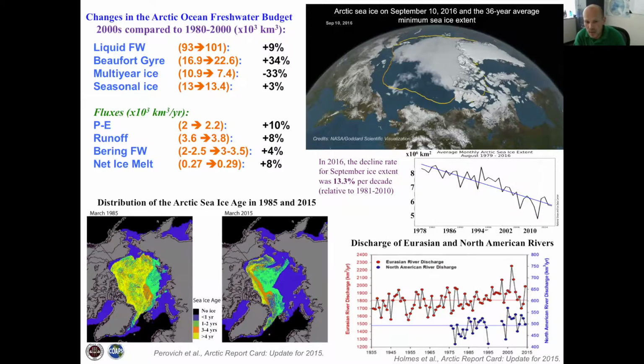Where does this freshwater go? According to the observations in Fram Strait and the Canadian Arctic Archipelago channels, the freshwater transfer from the Arctic Ocean to the North Atlantic hasn't changed a lot during the 21st century, which tells us that most of this freshwater is still in the Arctic Ocean. It is in the Beaufort Gyre, most of it.